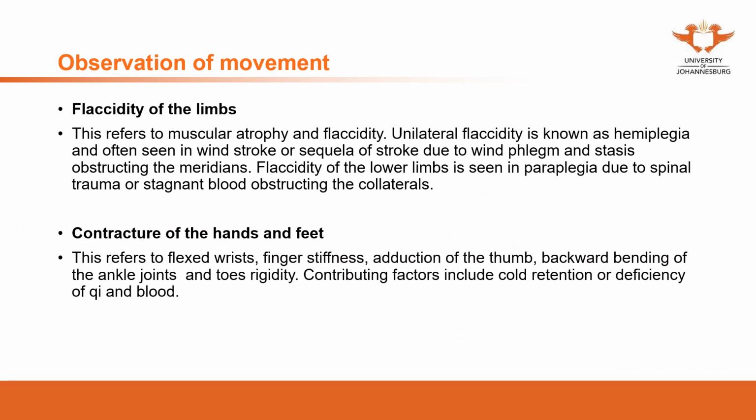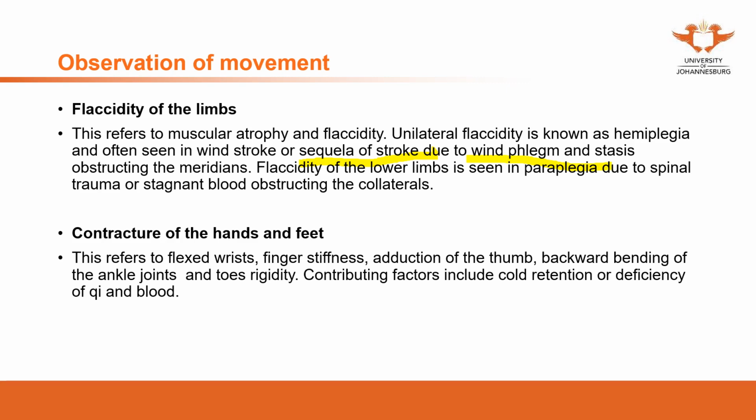And that's why observation of the movement, flexibilities of the limbs. So this is the impairments of the movements of extremities. It can be the wind cold attacking the meridian or the sequelae of the stroke due to wind phlegm. So when we see the stroke patient, when you see the patient with impairments of the extremities movement, how do we treat them?